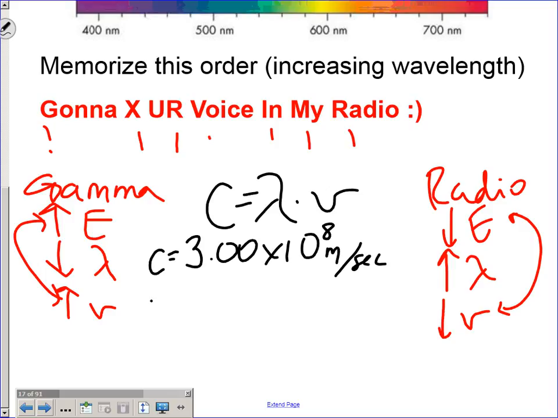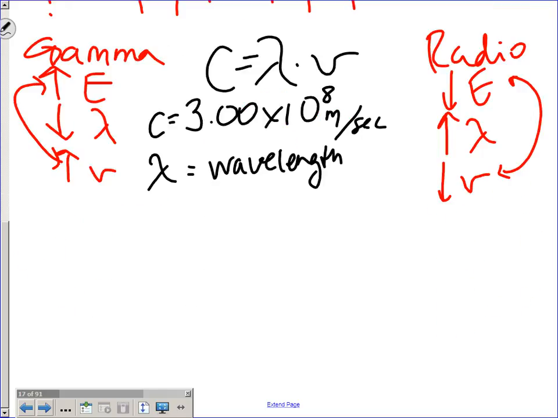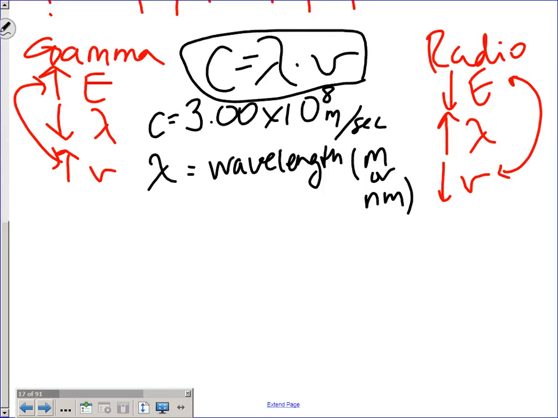Okay. Lambda, that little upside down Y thing, that means what? Wavelength. Okay. And wavelength is generally going to be expressed in what unit? Length. Okay, say it again. It's either going to be meters or nanometers. If it is in nanometers, you must convert it to meters before you can plug it into this equation, because then your units won't match, and then I'll yell at you, right?